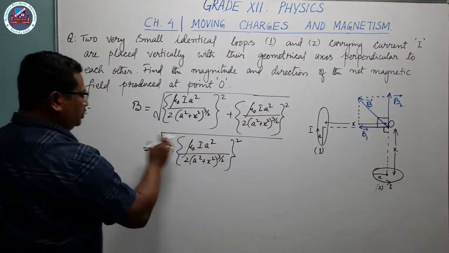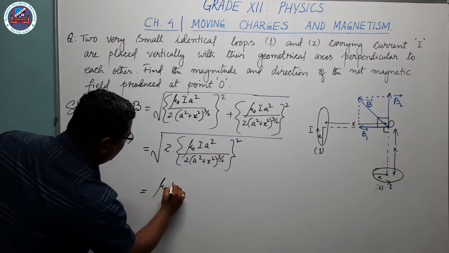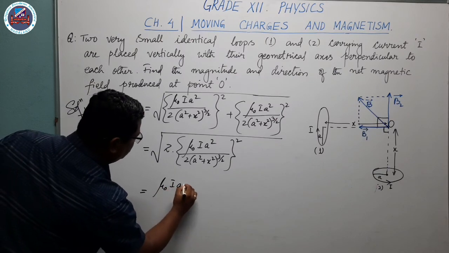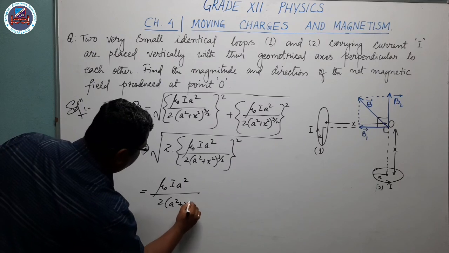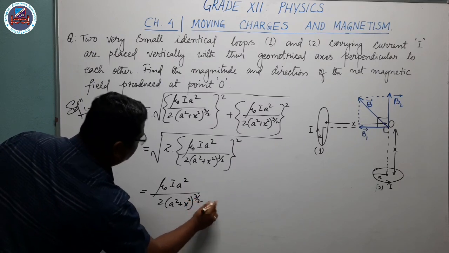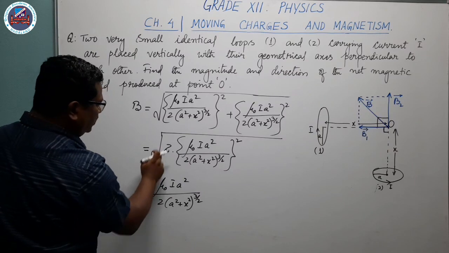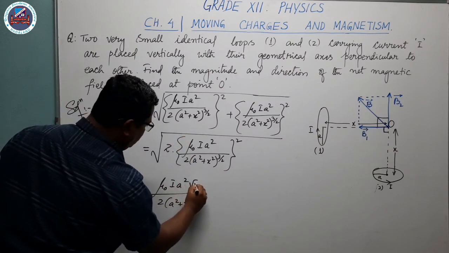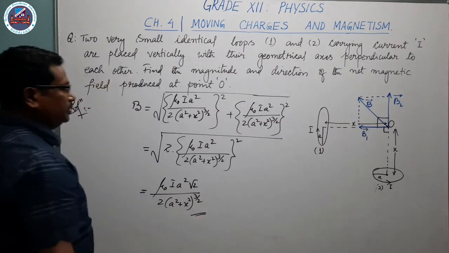Then this square term, you can take it out of the root. That is mu naught I a square divided by 2 a square plus x square to the power 3 by 2. Square and root will get cancelled, but this 2 is under the root. So here a root 2 term will come. So this will give you the magnitude.